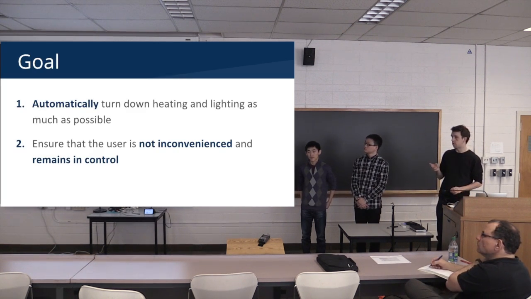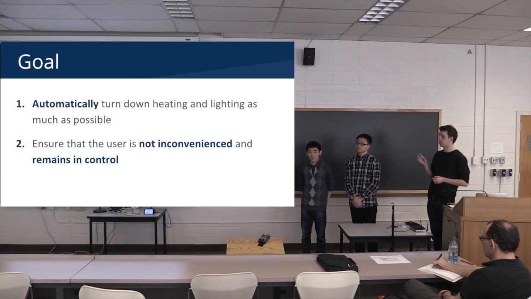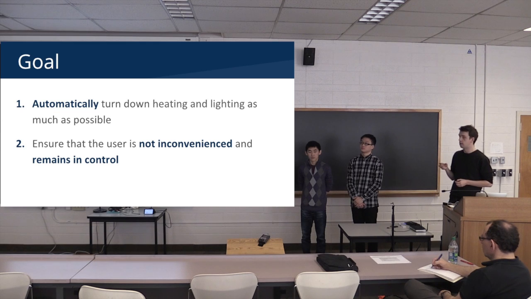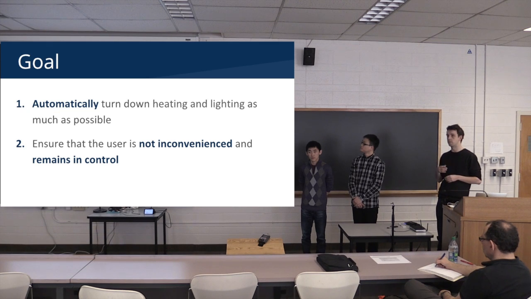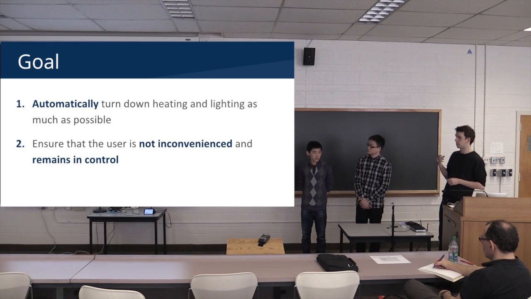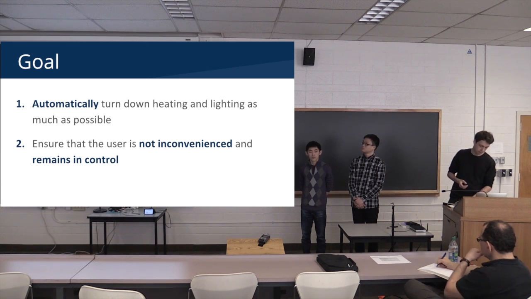So specifically, we had two things that we wanted to do. The first was to automatically turn down the heating and lighting as much as possible in the home. And the second was to do this without making the user so frustrated that they would just stop using the app, by making it convenient and making sure that the user remains in control of the app.